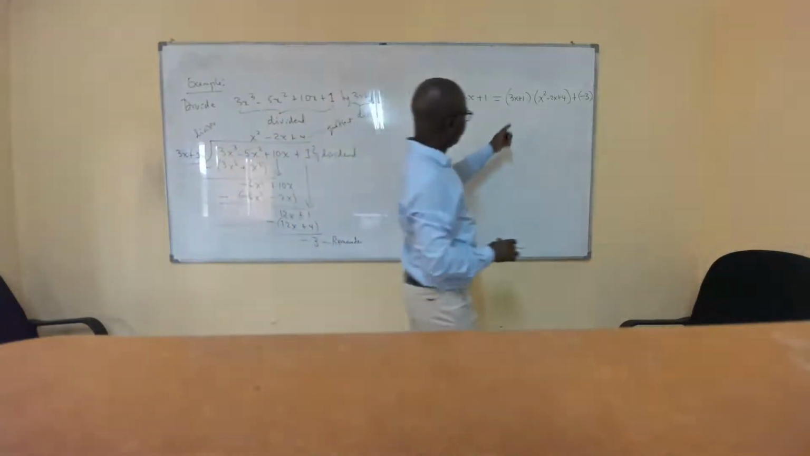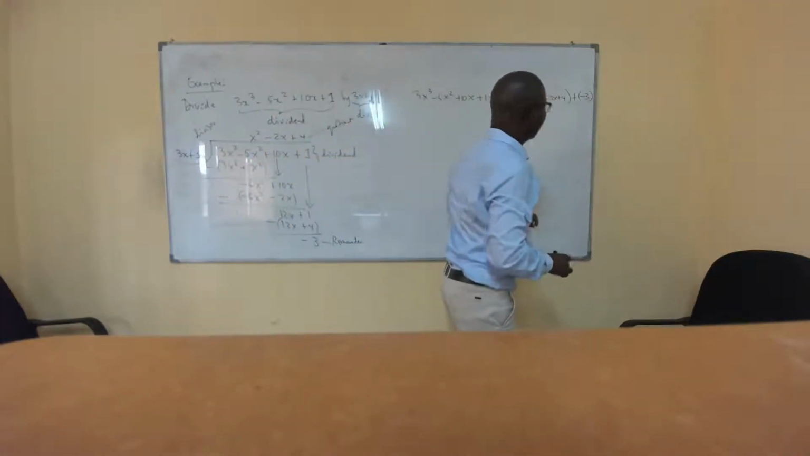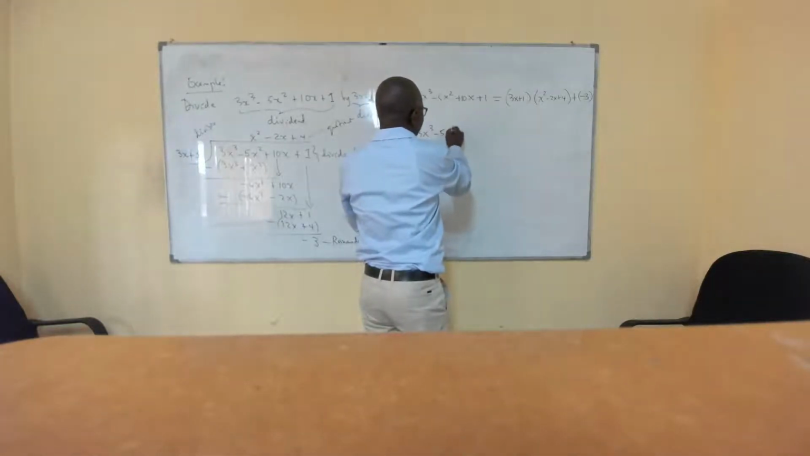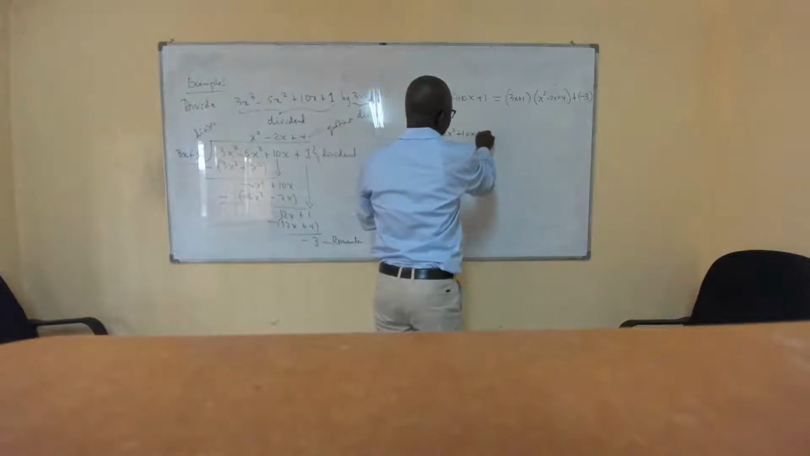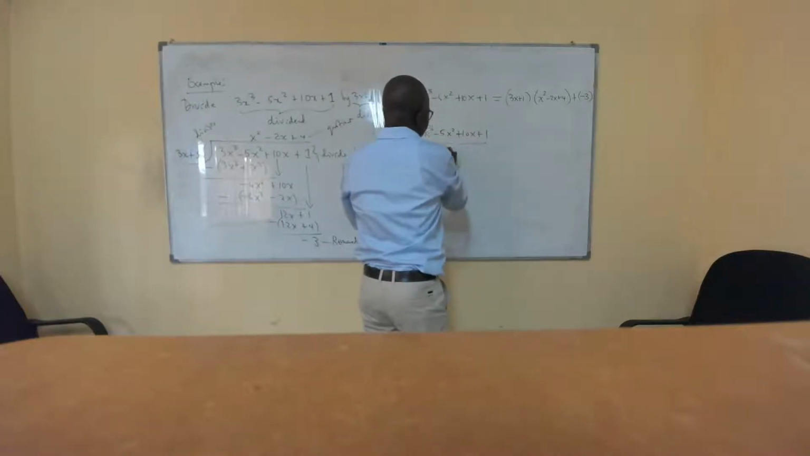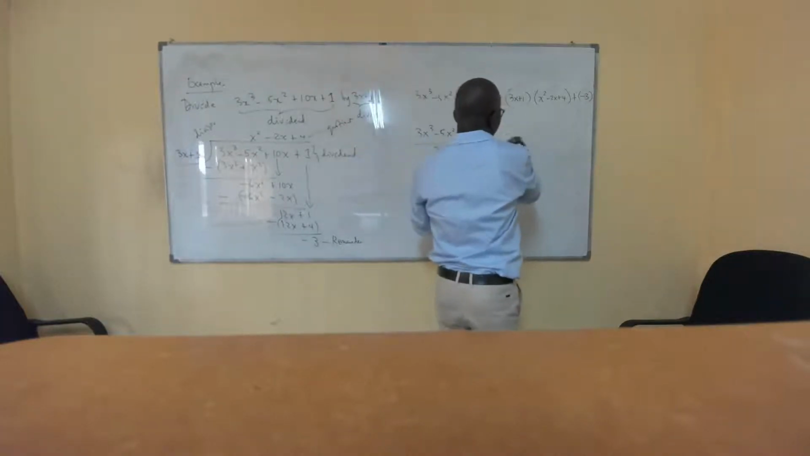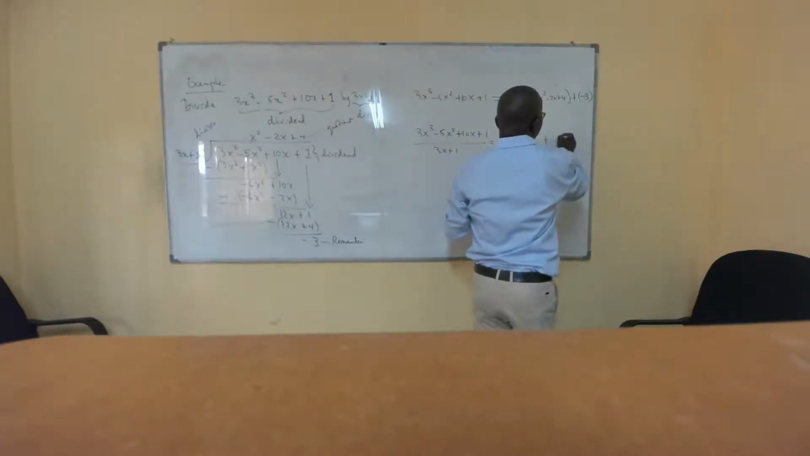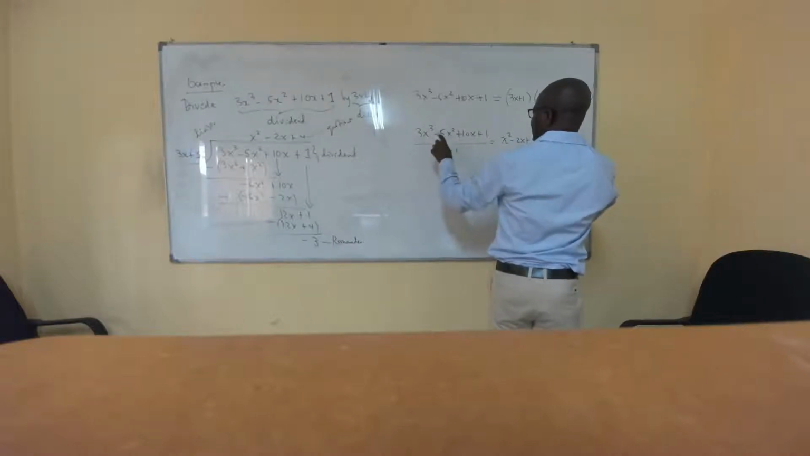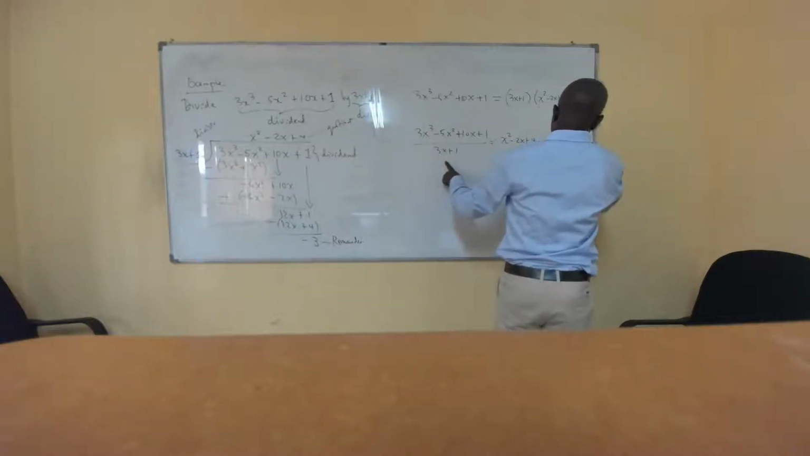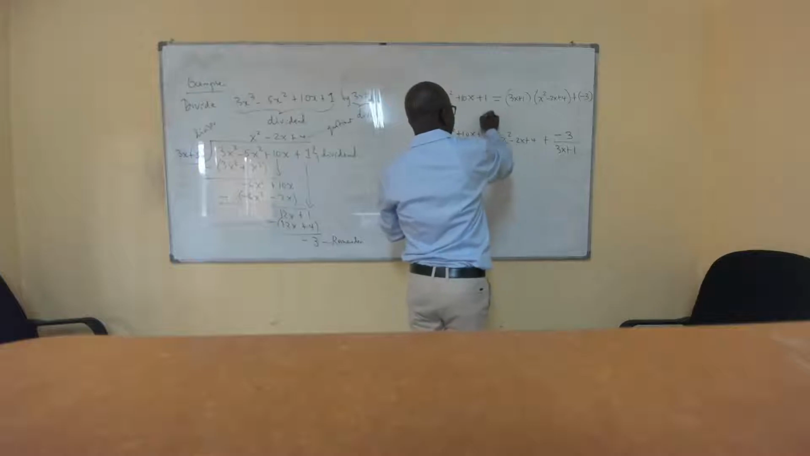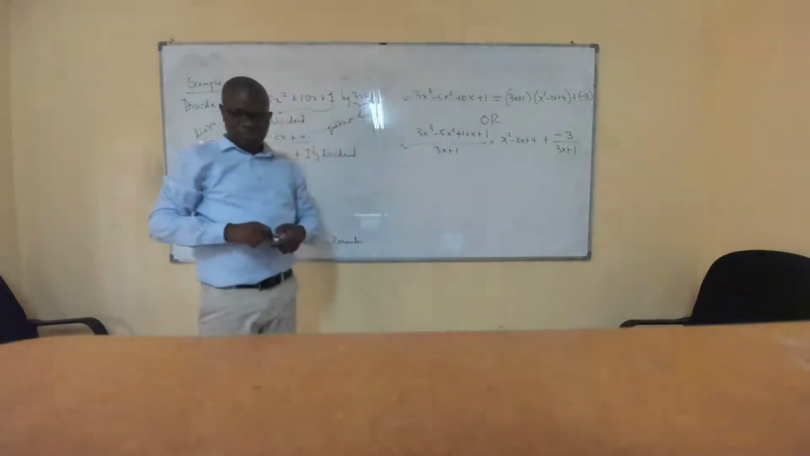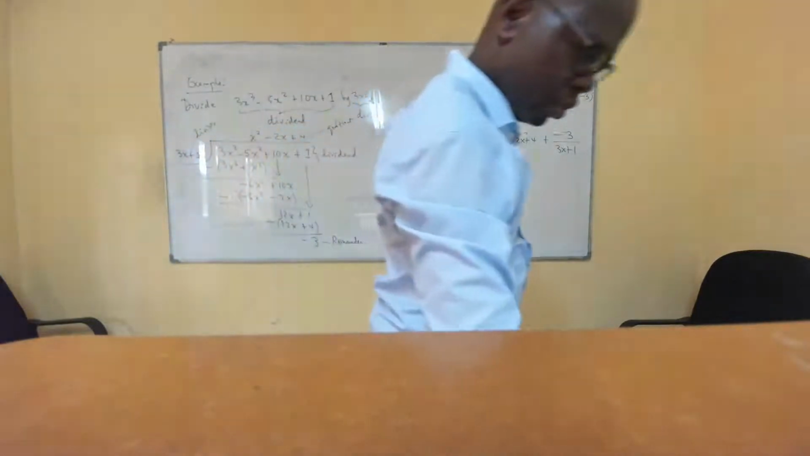Alternatively, if you divide throughout by the divisor, you end up having 3x cubed minus 5x squared plus 10x plus 1 over the divisor. If you divide by the divisor, it's going to give you the quotient, then plus the remainder over the divisor. This is another presentation. So either you have this one or this one. Okay? So very, very crucial.